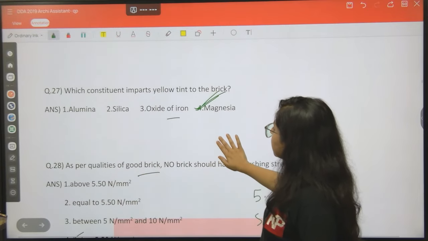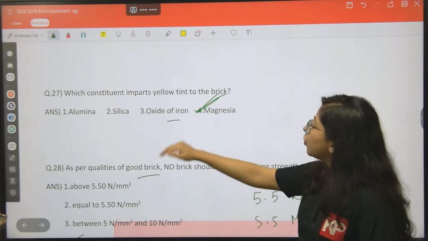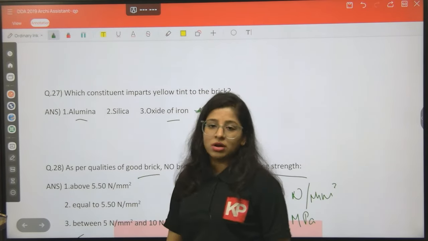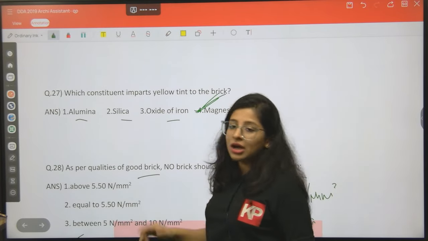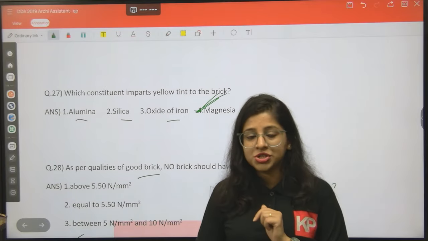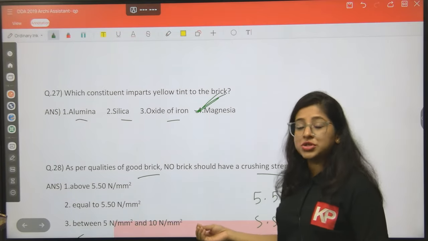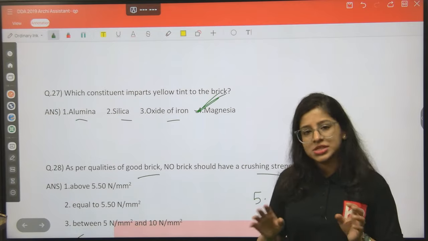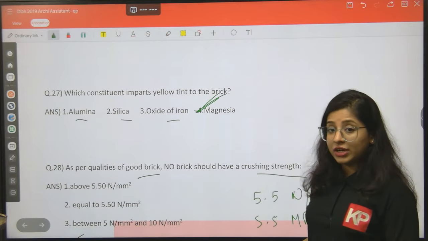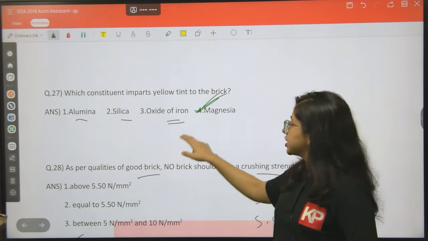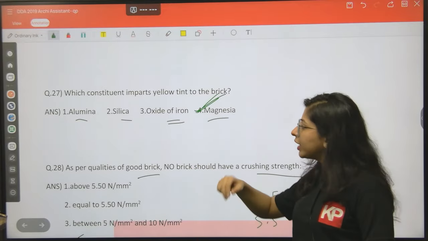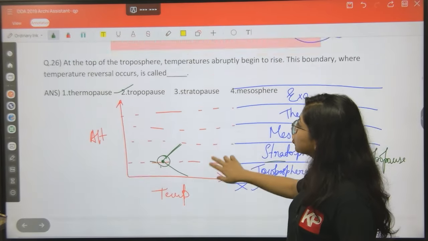Like in this question, you can look into what is the use of alumina in your brick. What is the use of silica in the brick? These two are very important and very major constituents of brick. So why do we add these? Does this impart something? Definitely it does impart. What does it impart? I've already told you what iron oxide does, and magnesia too. So write those things down, okay? Just don't stick to one thing.